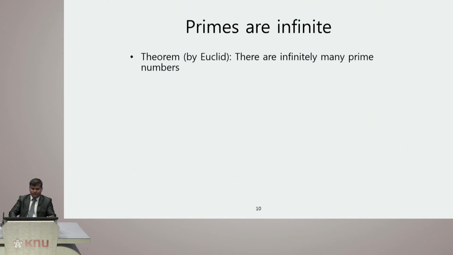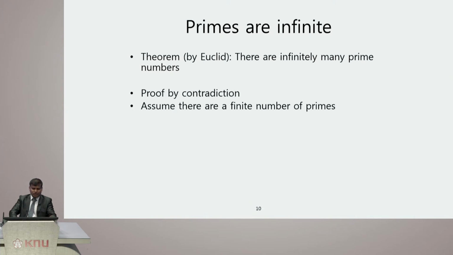Prime numbers are infinite. This is another theorem that we have to prove. In fact, some mathematicians have already done this, the theorem of Euclid. There are infinitely many prime numbers. That's the idea. Many mathematicians have worked on prime numbers for a long time, and they have established this theorem. There are infinitely many prime numbers. Let's see how they come to this conclusion.